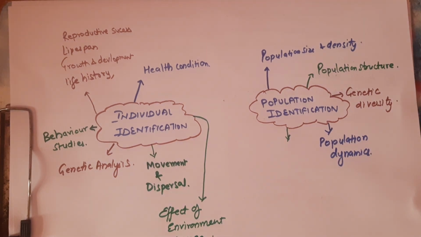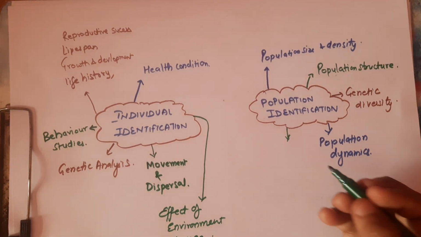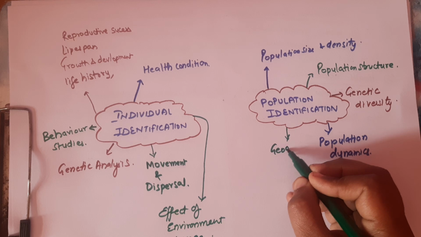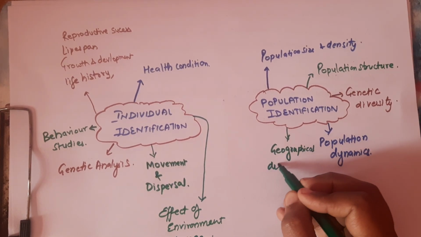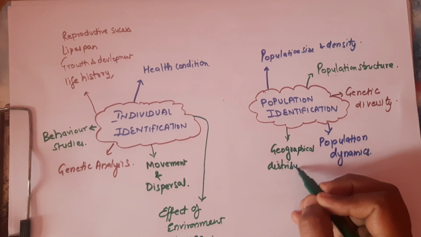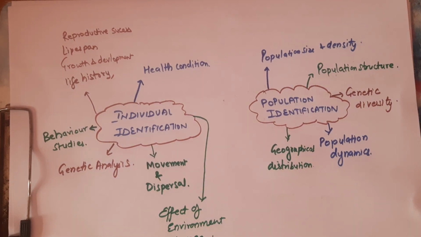What other thing we learn from the population identification is the geographical distribution. The population identification reveals the geographical distribution of a particular species, including its range and habitat preference. And why is this information necessary? Because this information is essential for understanding the species ecology and conservation. This will have implications in its conservation.